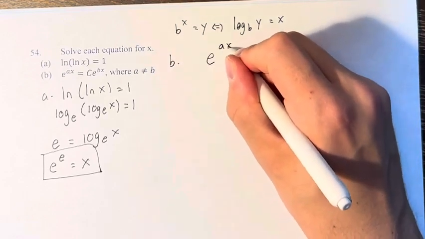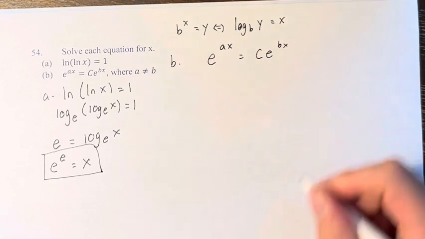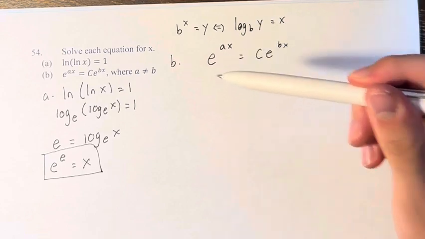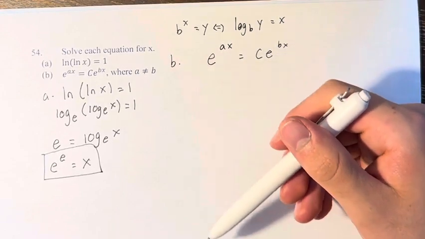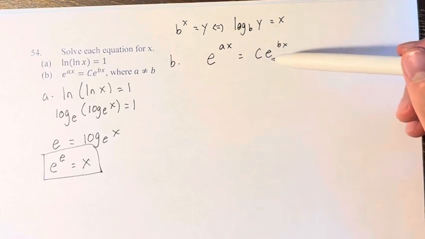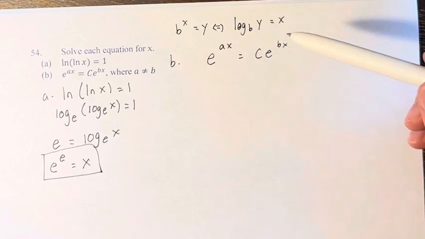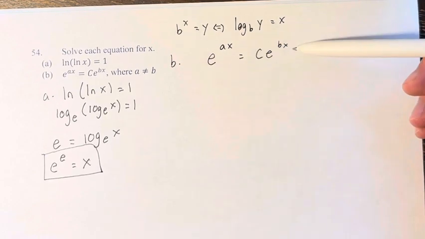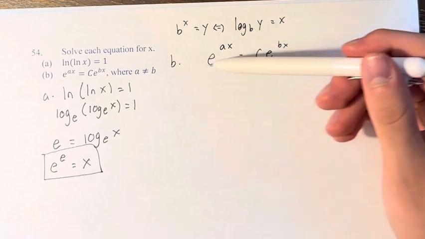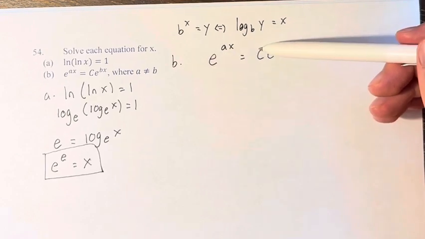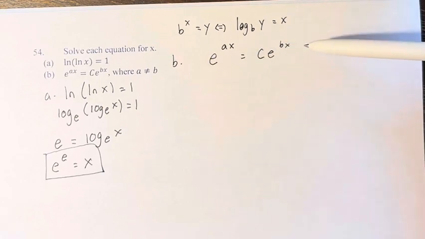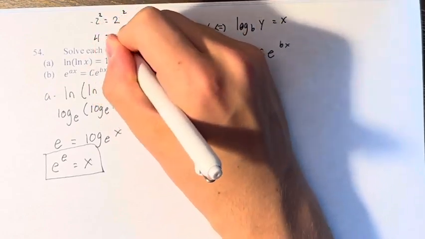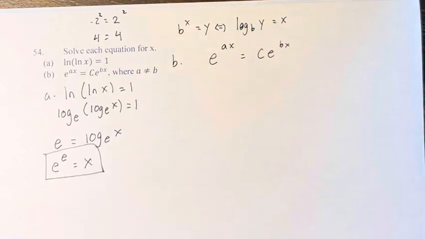So we have e to the ax equals c e to the bx. And the step that's really going to break this down is we're going to take the natural log of both sides. The natural log is a one-to-one function, which means that if the natural log of a value is equal to the natural log of a value, then those values must be equal. This is not true of something that isn't one-to-one, like x squared. If we had negative 2 equals 2, you can't just square them and say 4 is equal to 4. Therefore, negative 2 must be equal to 2.